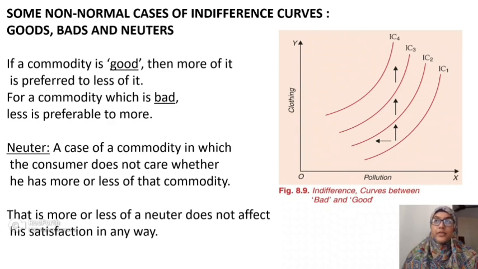Some non-normal cases of indifference curves, that is goods, bads and neuters. If a commodity is good, then more of it is preferred to less of it. If a commodity is bad, then less is preferred to more. Examples of bads: pollution, risk. Let us look into the graph. Here pollution is a bad and clothing is a normal good. In case of bads, the indifference curves slope upwards and they are positively sloped.